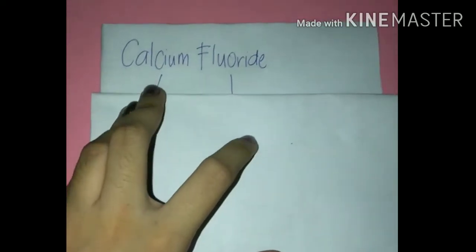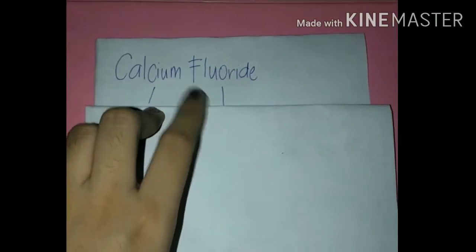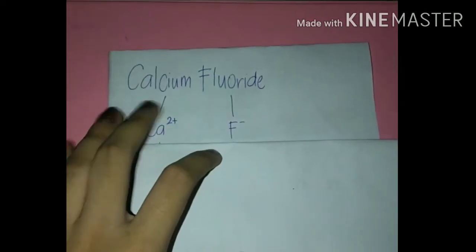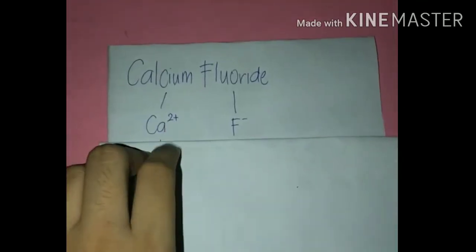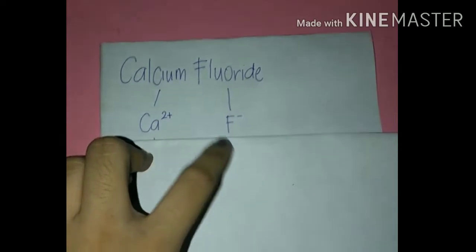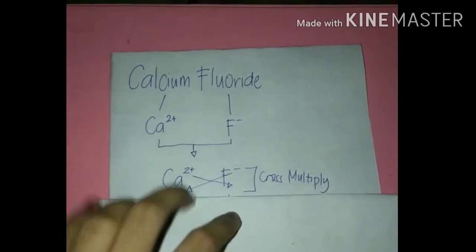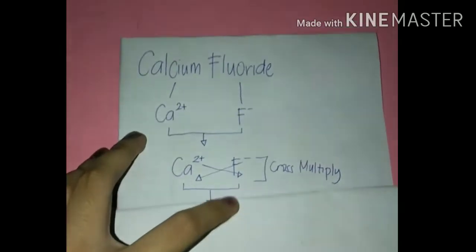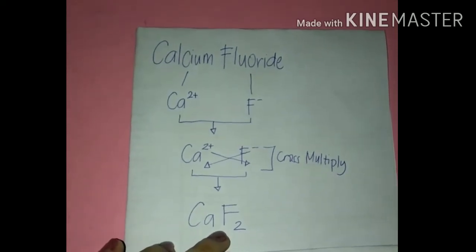So the cation is the first element, which is calcium, and the anion is the second element, which is fluoride. The next step is to identify the charges of these two elements using the periodic table. Calcium has a charge of positive 2 and fluorine has a charge of negative 1. The third step is to cross-multiply the charges of these two elements, and we will have CaF2 for the chemical formula of calcium fluoride.